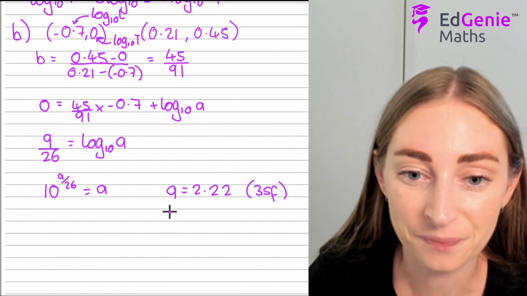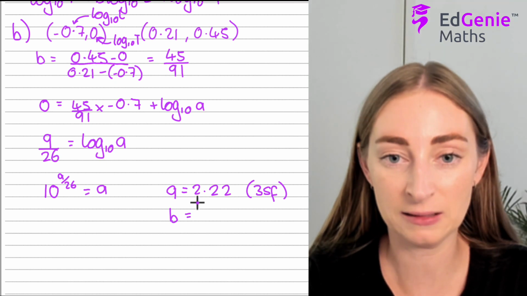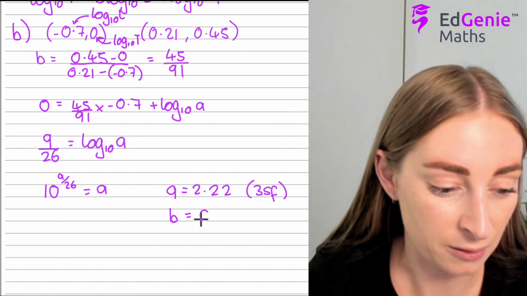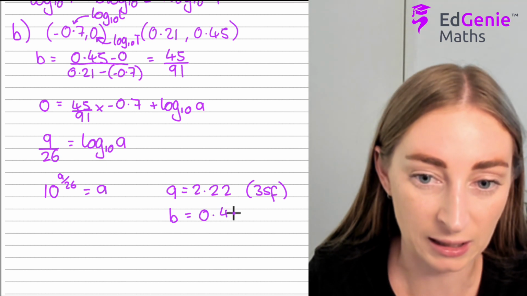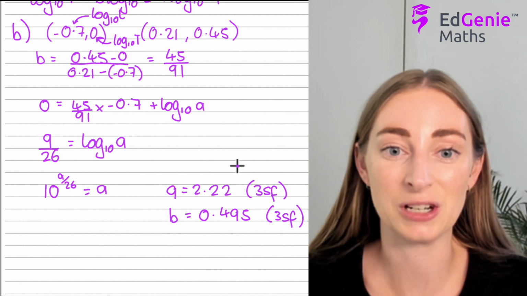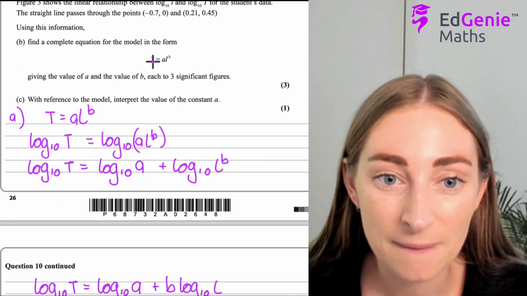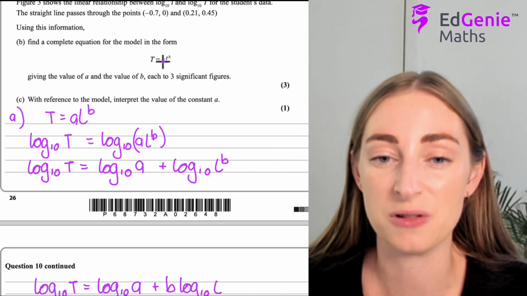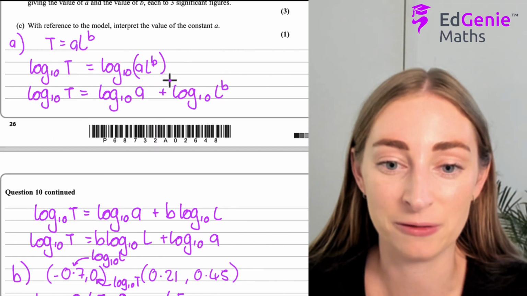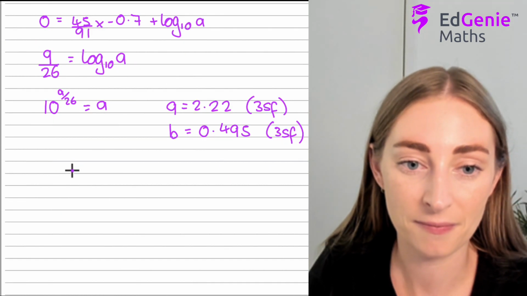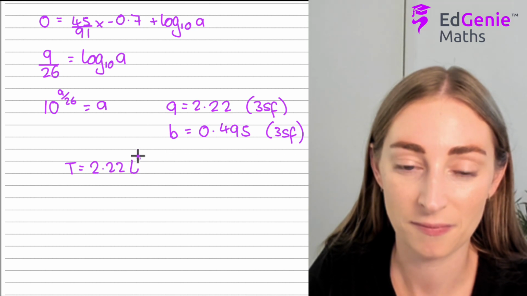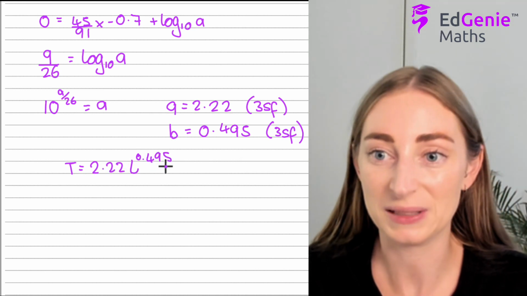And b, let's put that into our calculator now. So 45 divided by 91, and it's 0.495 to 3 significant figures. But we still haven't answered the question because it said find the complete equation in this form. So we have to write that back out. So t equals a L to the power of b. Now we're done.